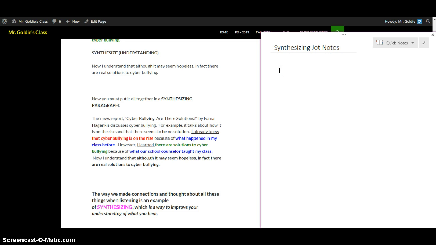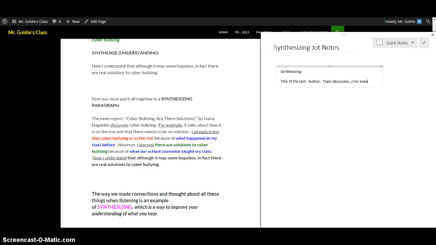All right, so the first thing we have here in synthesizing, okay, as you can see, is you have the title of the text. So in this case, it was a news report, and this is the title, okay, and then the author. The author, okay, and then you mentioned something about what it was talking about, the author, and then you need to talk about the topic. So you would say something like, it discusses or discusses dot dot dot. Okay, you can see that right here. And then you're going to give an example.